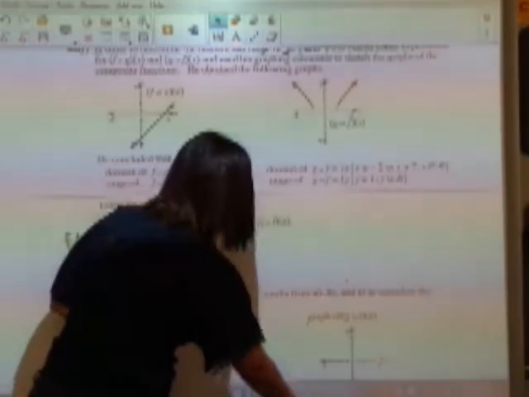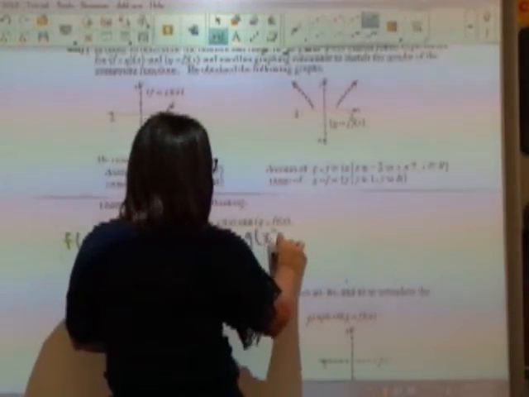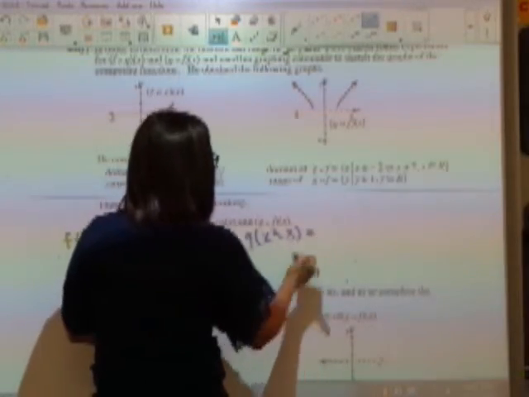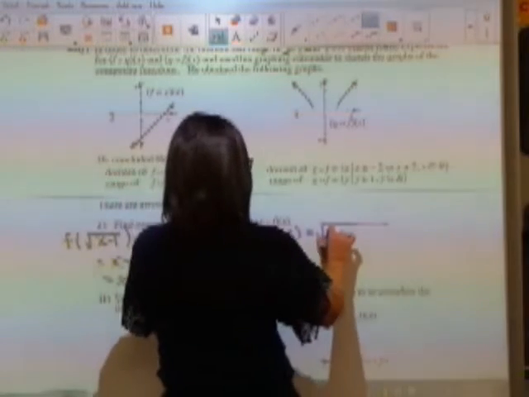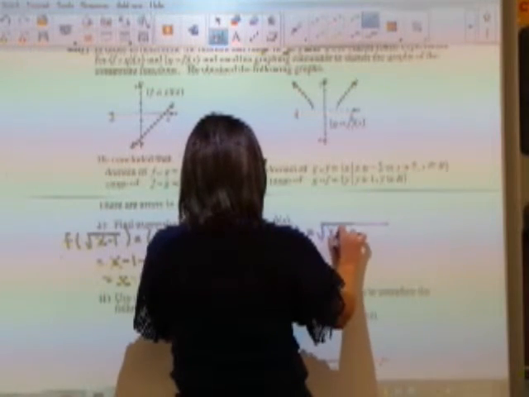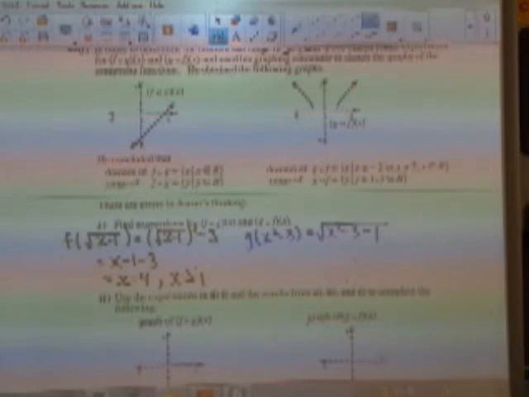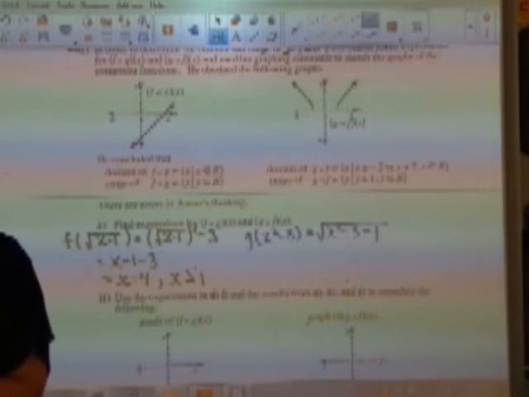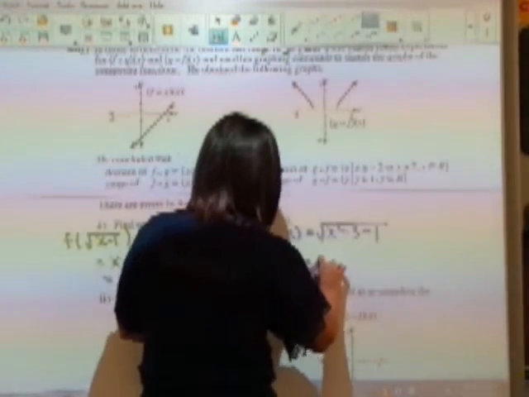So then if I look at g of f of x, that would be g of x squared minus 3. So if I put that into my square root, I get x squared minus 3 minus 1. So I would get the square root of x squared minus 4.